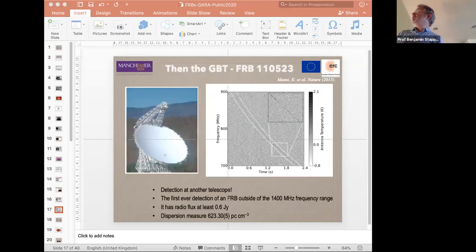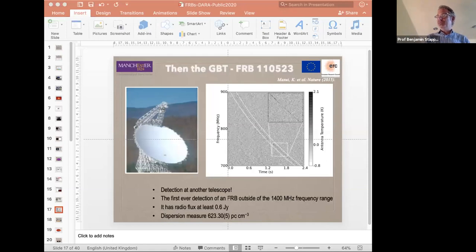Certainly for things like the repeaters, the strong evidence seems to be now that they're probably associated with magnetars, so highly magnetized neutron stars, and potentially highly magnetized youngish neutron stars.